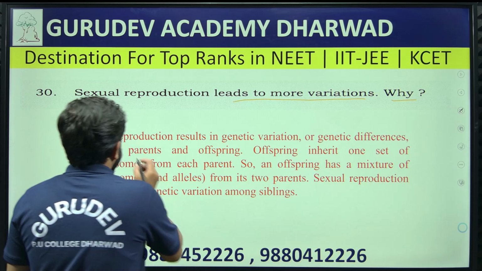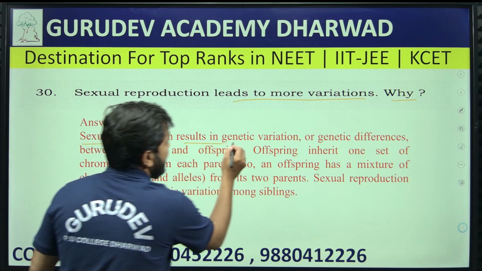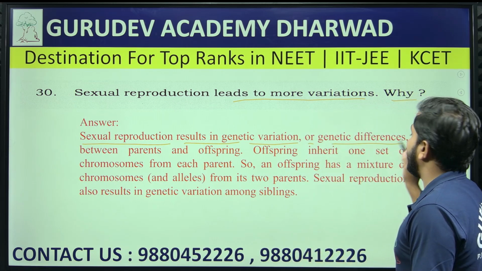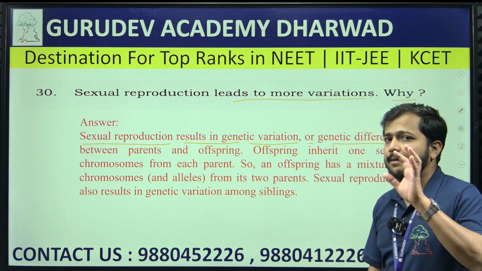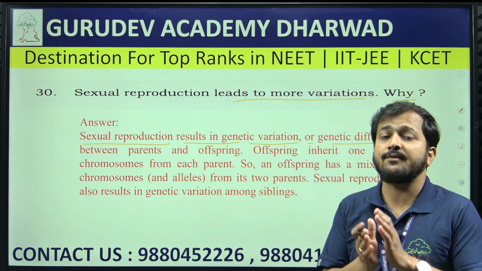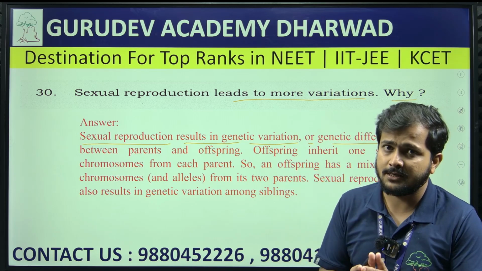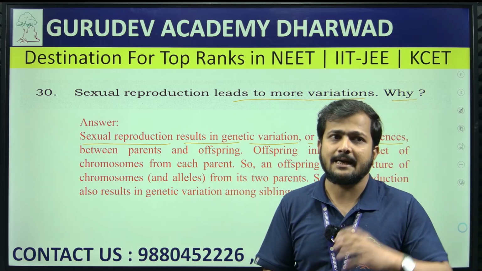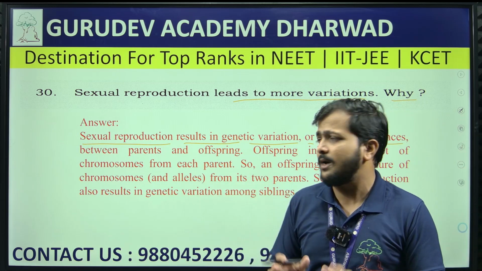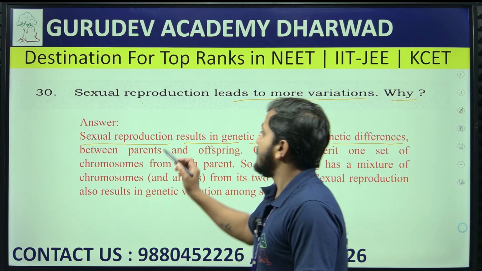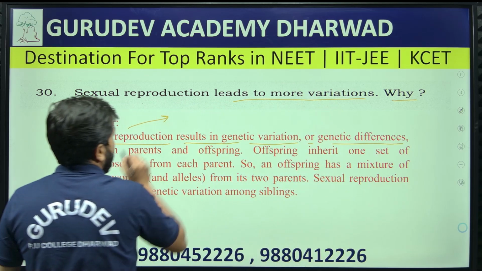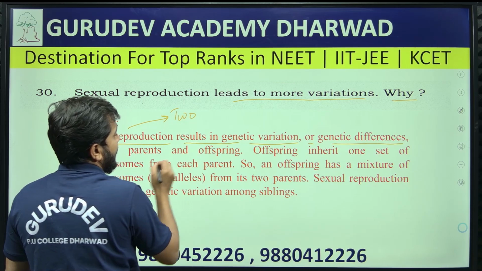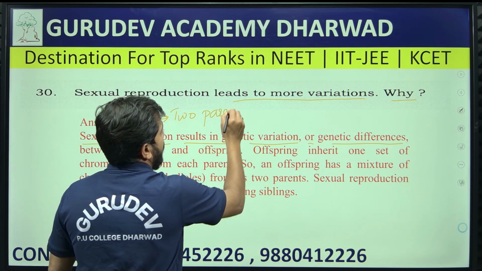What we know is that sexual reproduction results in genetic variations, right? Why? Because of genetic differences. We are not exactly the same as our parents; we are different from the parents, yet we resemble them. We carry characters from the mother as well as the father. In sexual reproduction, there is the involvement of two parents.